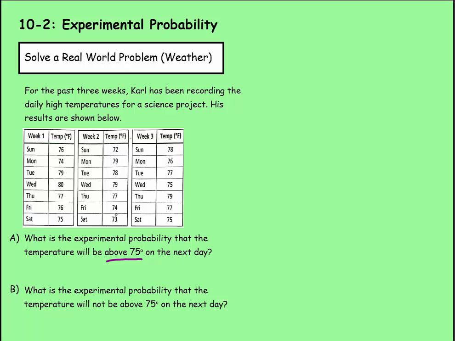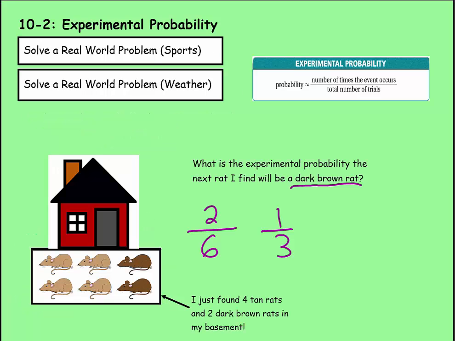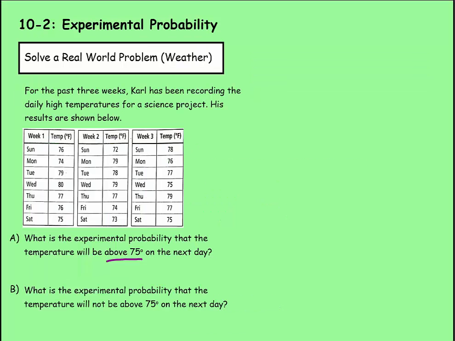So this is the event we are looking for. Remember, this is the total number of times the event occurs over the total number of trials, or the total number of times that it was measured. Well, I can figure out the total number of trials because it's 3 full weeks, so the bottom number would be 21. That's how many days were measured.